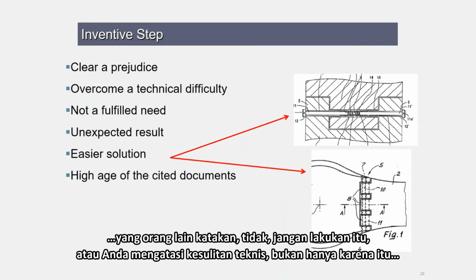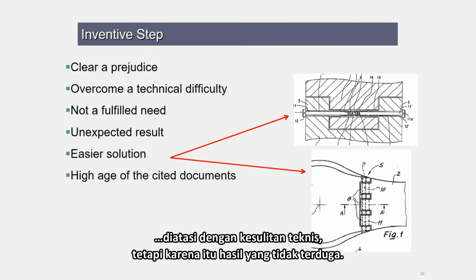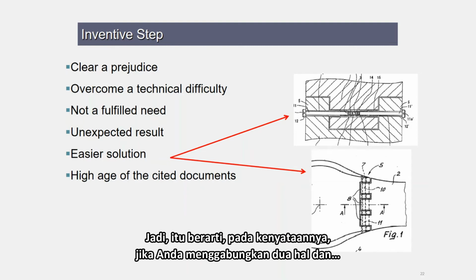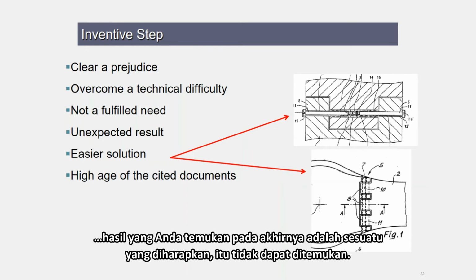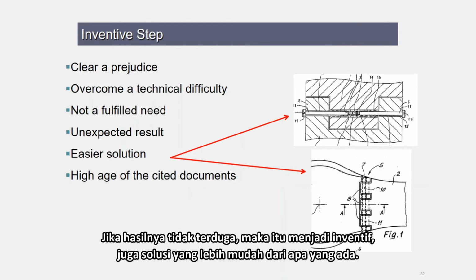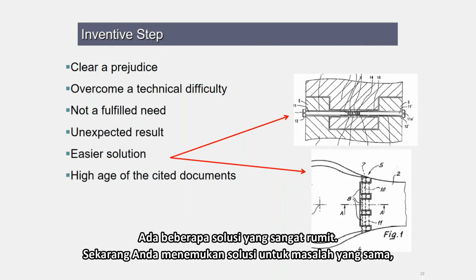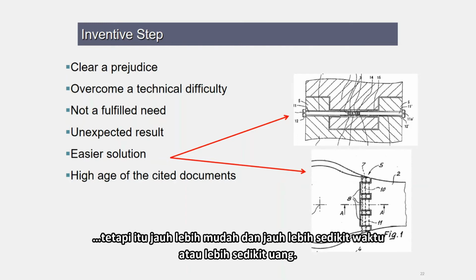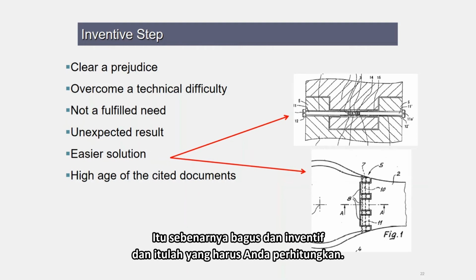Or you overcome a technical difficulty, not only because it is overcome, but because it was an unexpected result. So if you put two things together and the result you find at the end is something which is expected, it cannot be inventive. If the result is unexpected, then it becomes inventive. Also, easier solutions of what existed. There were some solutions which were very complicated. Now you find a solution for the same problem, but it is much easier, needs much less time or much less money. That is actually a good hint that it is inventive. And that is what you have to take into account.